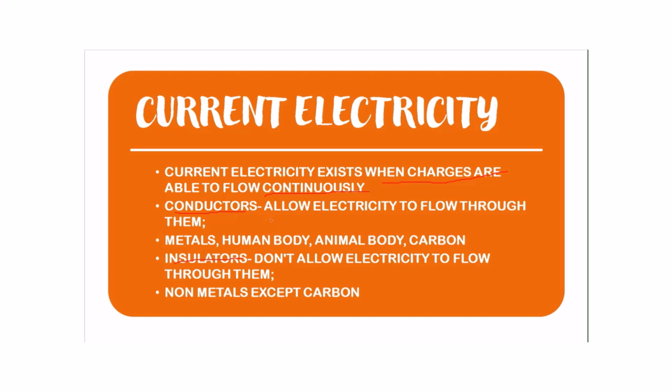Conductors allow electricity to flow through them. Examples: metals, human body, animal body, and among non-metal, only carbon is one such substance which allows current to flow through it. Insulators, on the other hand, do not allow electricity to flow through them. All non-metals except carbon are insulators.